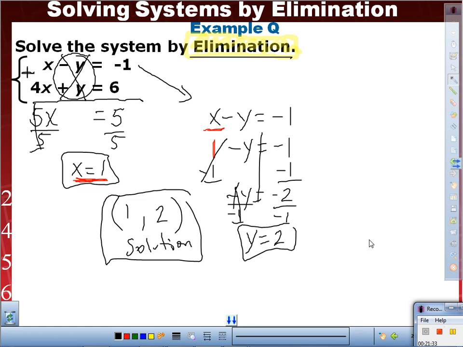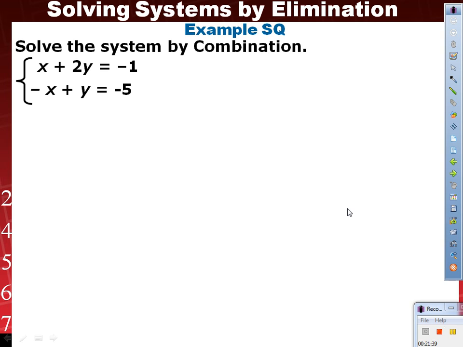All right, next example. You don't have to copy the instructions, but look at the instructions now. It says solve the system by combination. What do you notice on the previous one? It was by what? Oh, my bad. The previous one was elimination. What does this one say? Combination. But what do we know? It's the same. Is that correct? So copy the system: x plus 2y equals -1, and negative x plus y equals -5.